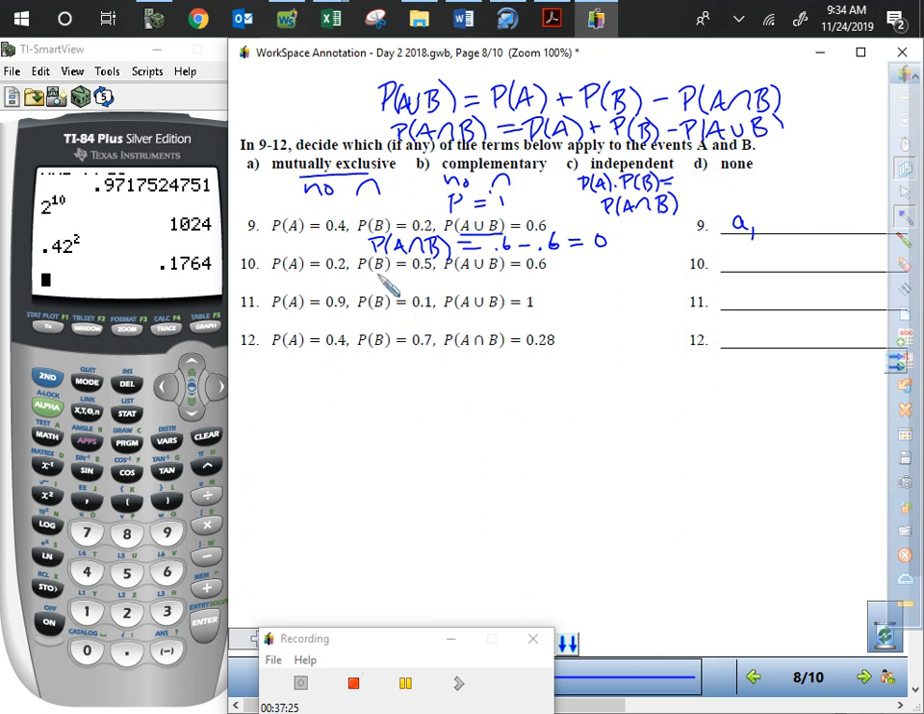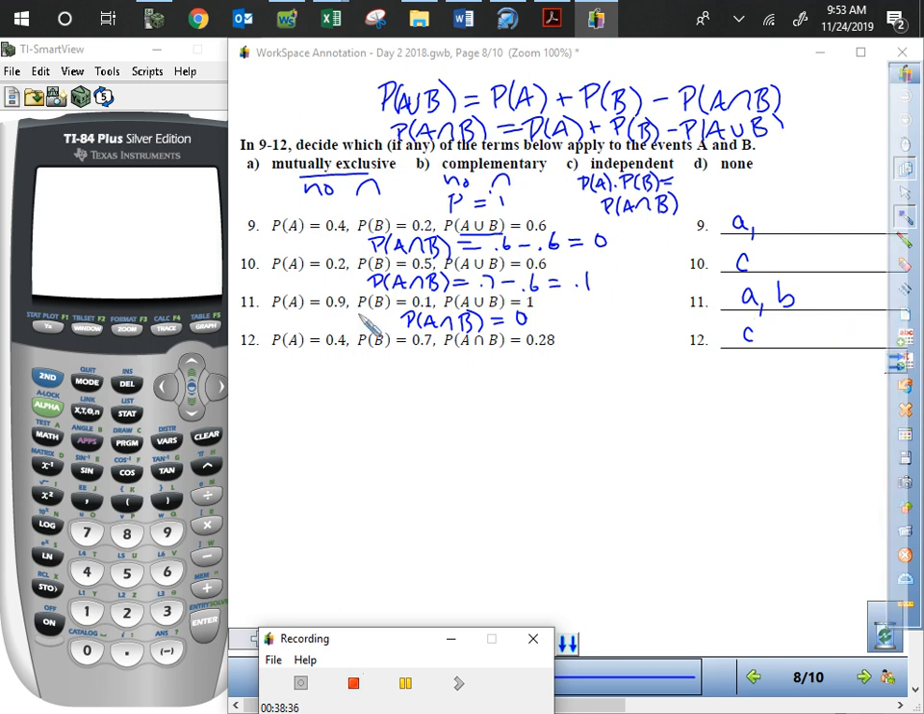Second one here. Again, let's find the intersection first. We're going to add up the two separate ones. That's 0.7. Subtract off the union, 0.6, to get an intersection of 0.1. These ones do not have an intersection of 0, so they cannot be A or B, but we can check for independence. So we want to see if multiplying A and B together give us this. So 0.2 times 0.5 is 0.10. That's the same thing as that, so these ones are independent. I want you to pause the video and try the next two for me.